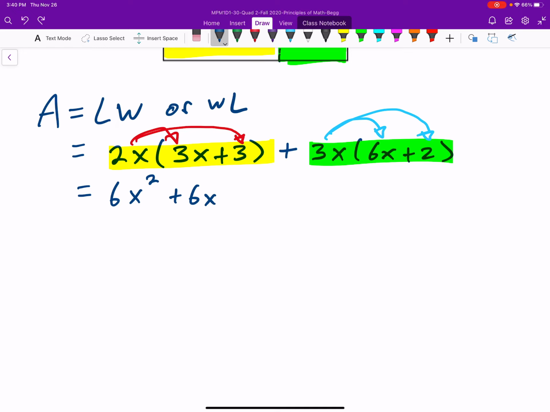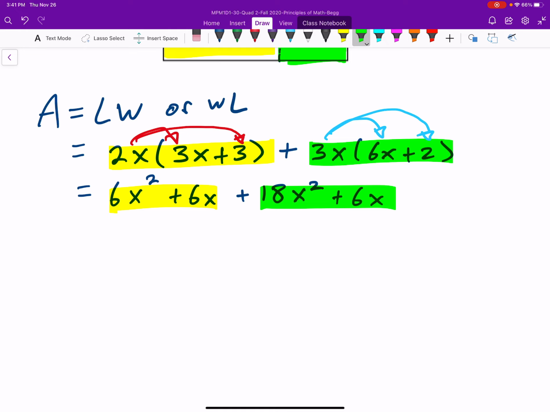Going on to the next part, I'm going to do 3x times 6x. So the same thing's going to happen again. I'm going to do the 3 times the 6, which is 18, and I'm going to do the x times the x, which is x squared. I'm going to highlight these in the same colors just to keep things a little clearer for now. Finally, I'm going to do 3x times 2. Again, there's no x in that last 2, so just 3 times 2 is 6. And then I just write the x beside it. So again, those are those parts.